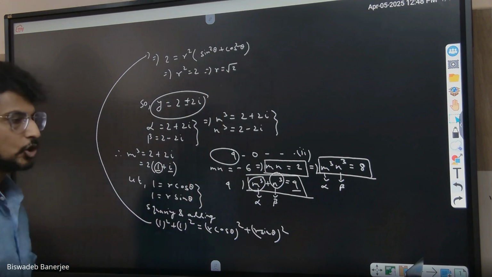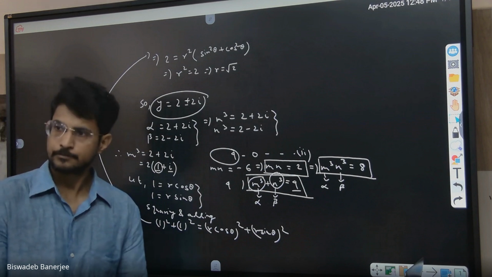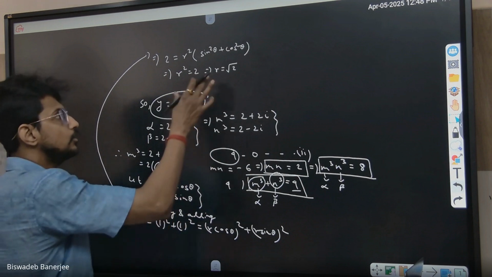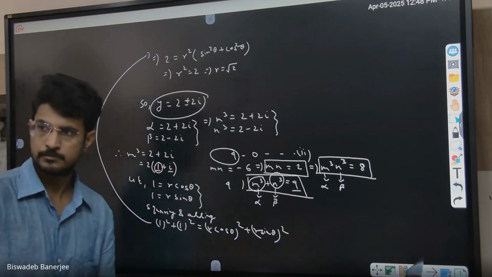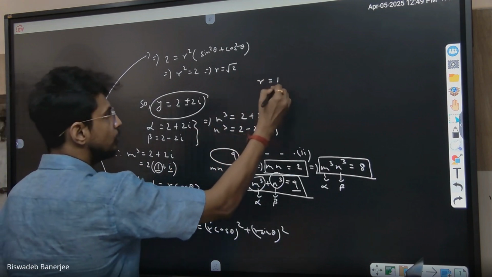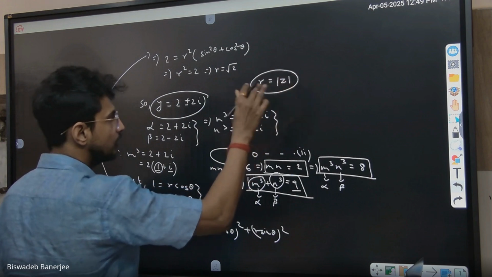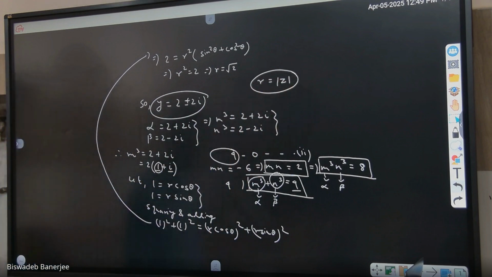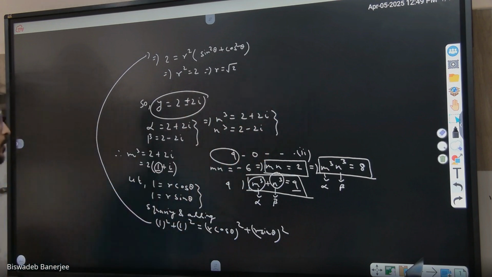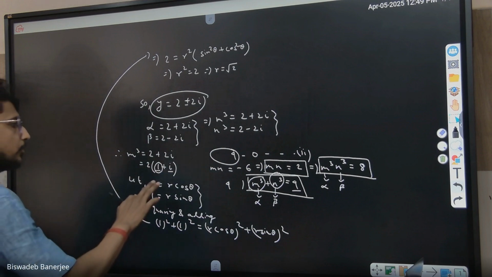See that r cannot be negative, because in a complex number, r denotes the modulus. We know this from the complex number chapter. r basically denotes the modulus of z, and it is always a positive number. So r is equal to root 2. So my value of r becomes root 2.